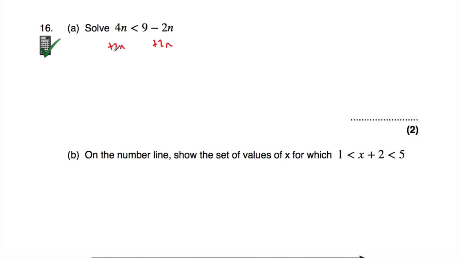So 4n plus 2n is 6n, which is going to be less than 9, because we added 2n to get rid of the minus 2n, so we've just got that 9 there. So we've now got that 6n is less than 9. We don't want this multiplied by 6, so let's divide both sides of the inequality by 6. So 6n divided by 6 is n, and that's less than 9 divided by 6. It's a calculator question, so that's 1.5. So n is less than 1.5, and that's it.